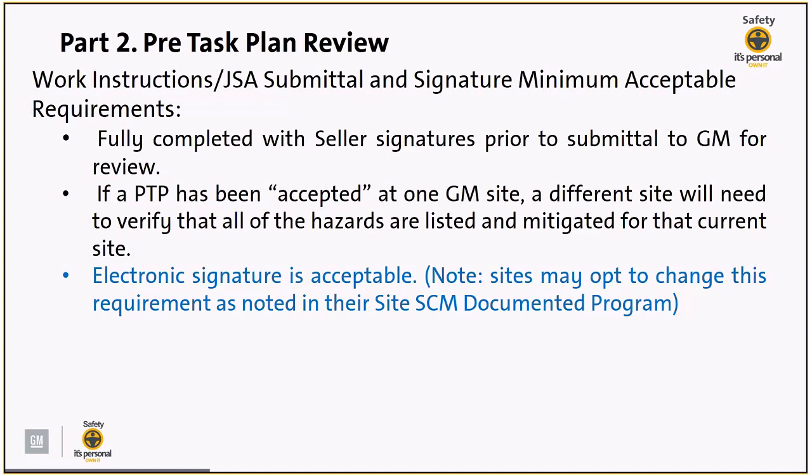Just a note as well, electronic signatures are acceptable as far as signing a pre-task plan template, but make sure you note that some sites may opt to change this requirement. So if they have it documented in their SCM documented program for their site that they will not be accepting electronic signatures, then for that specific site, the answer is they will not be accepting it. But from a global standpoint, global safety contract management, it is acceptable.